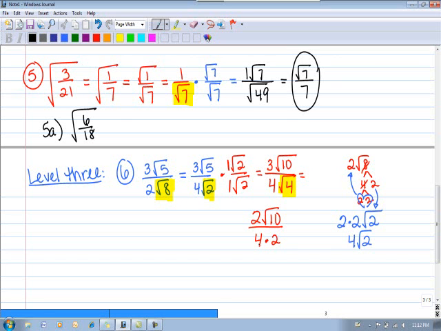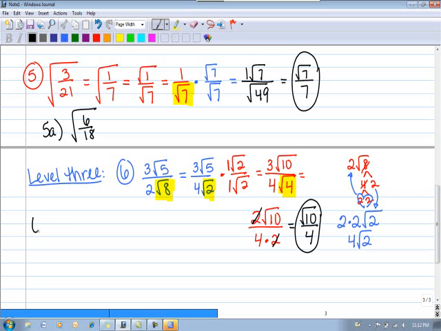And before I even multiply those out, I'm looking and I'm saying, hey, I have a 2 in the numerator and a 2 in the denominator. Both are outside the radical, so I can simplify them. So I'm going to divide out those 2's, and all that's left in the numerator is radical 10. All that's left in the denominator is 4, and so my final answer is radical 10 over 4.